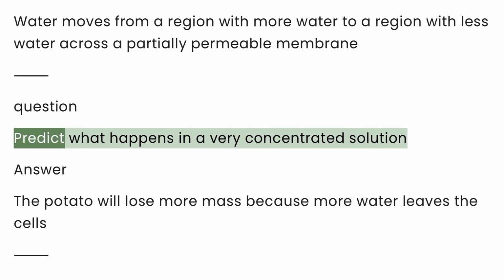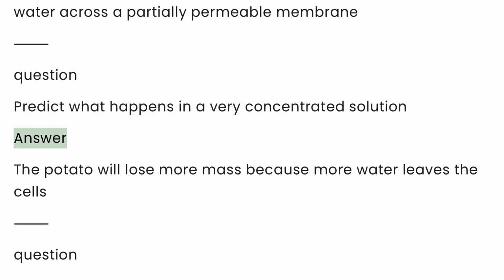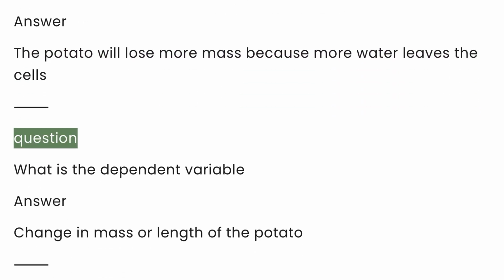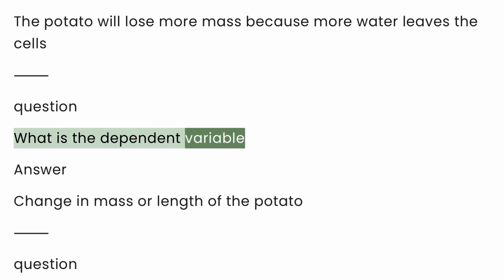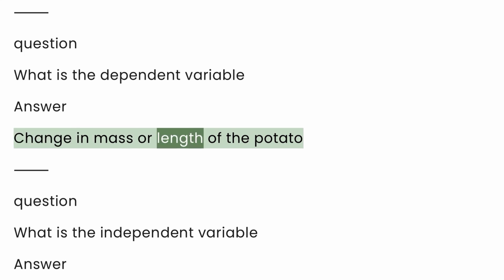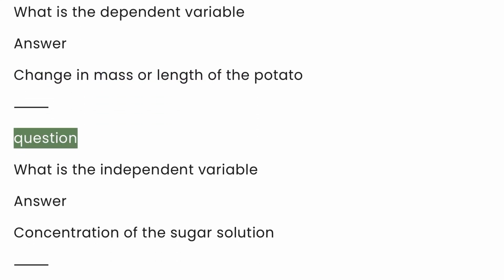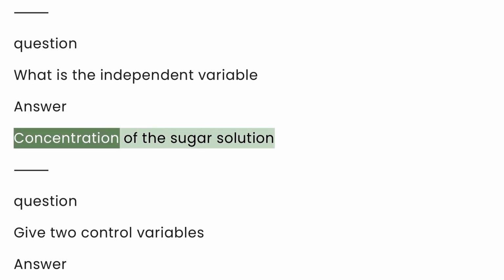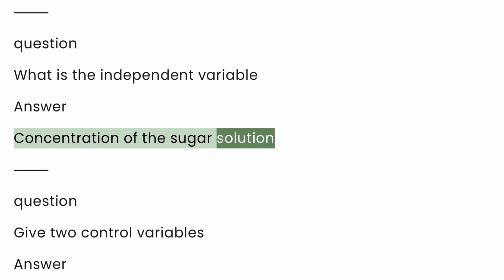Question: predict what happens in a very concentrated solution. Answer: the potato will lose more mass because more water leaves the cells. Question: what is the dependent variable? Answer: change in mass or length of the potato. Question: what is the independent variable? Answer: concentration of the sugar solution.